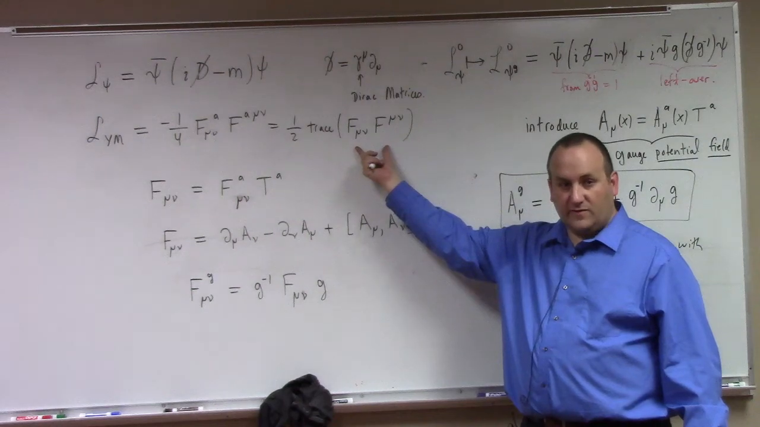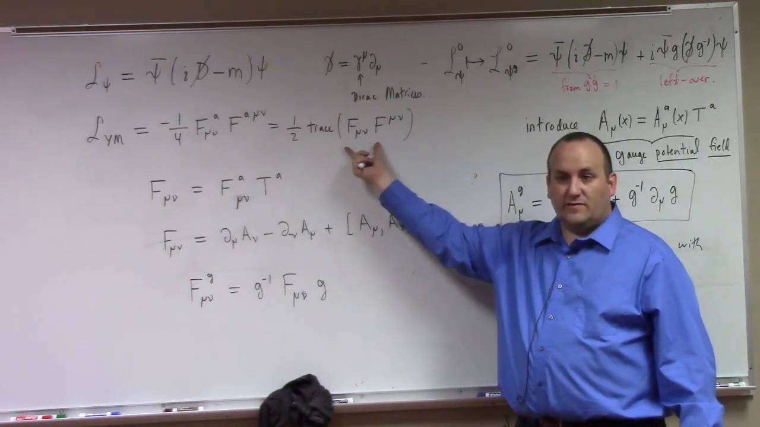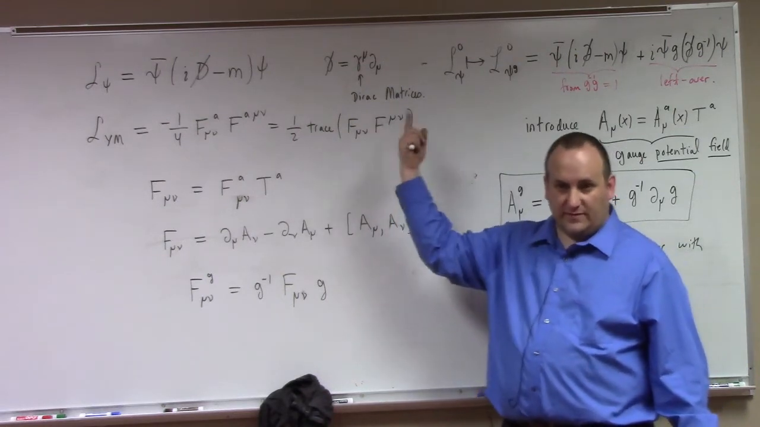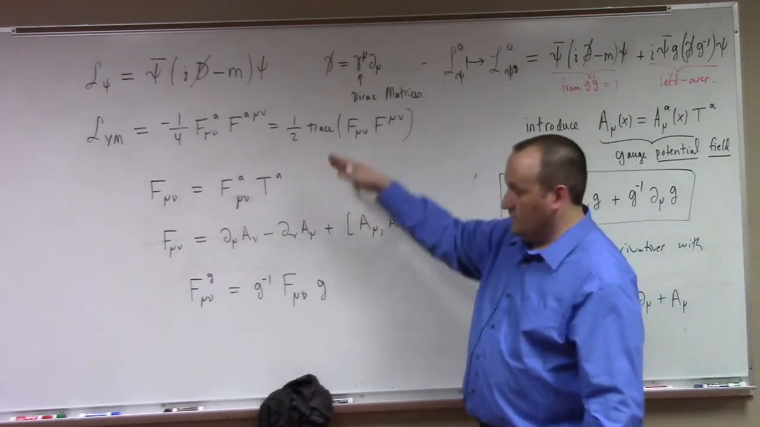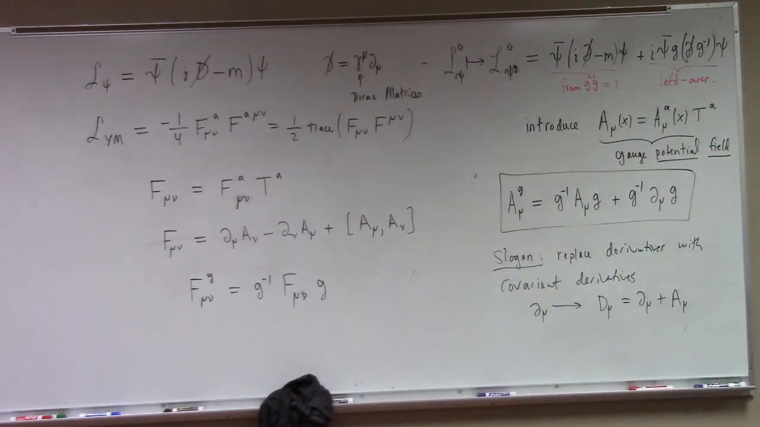Local gauge transformation. Each one of these F's transforms like G F G inverse, but then by properties of the trace, the G and G inverse in the middle cancel, and the G and G inverse on the outside cancel out too, because with the trace you can move it around. So that pure gauge term is already gauge invariant.